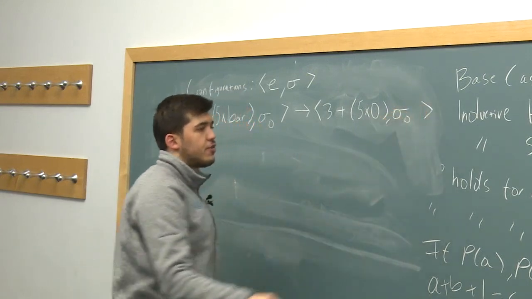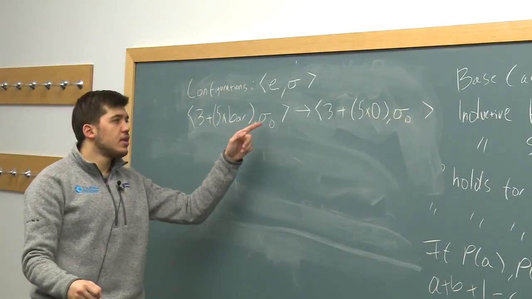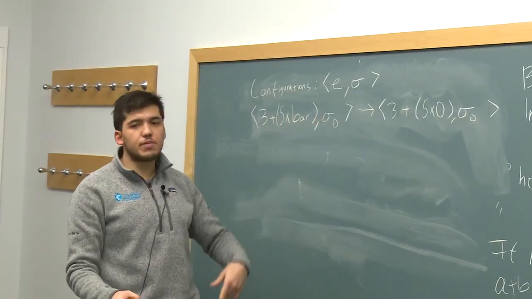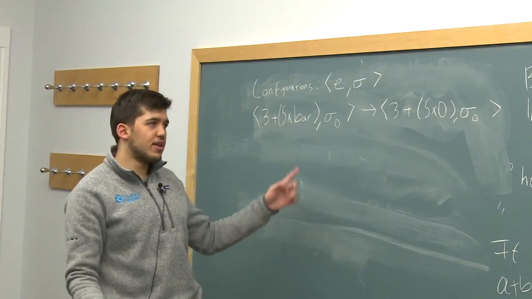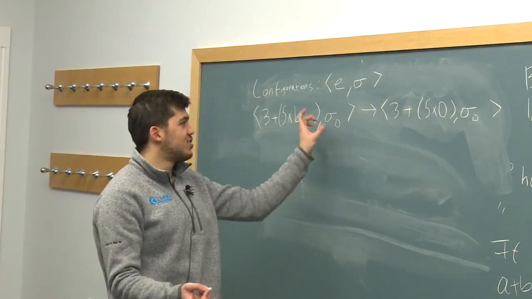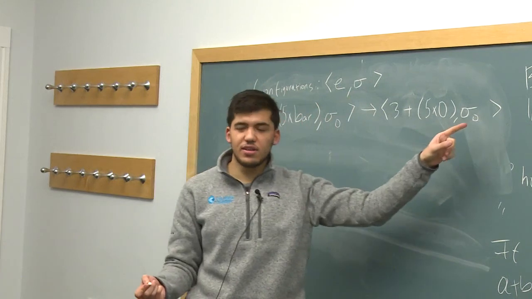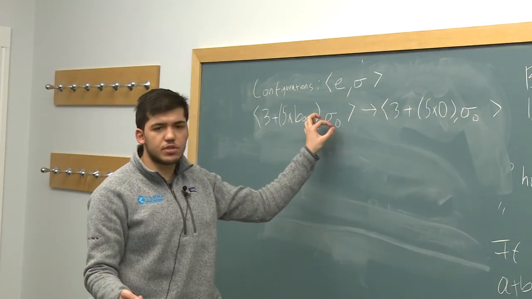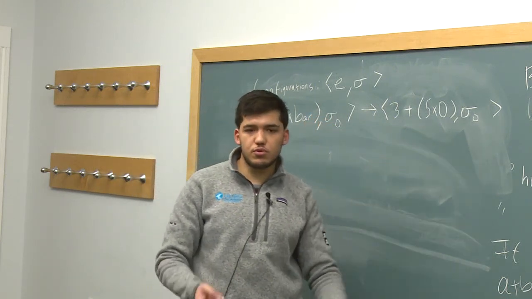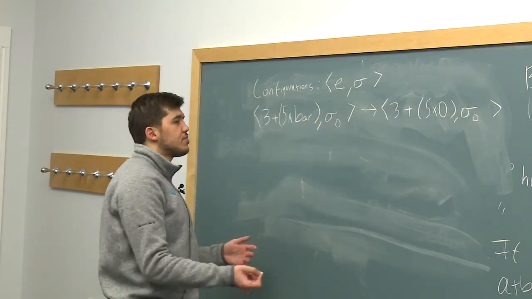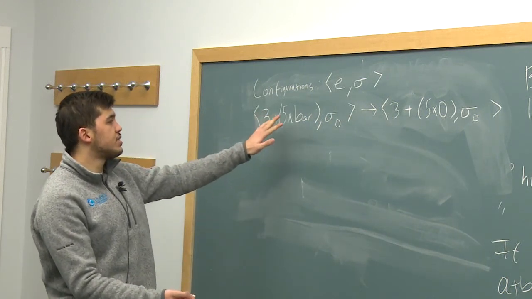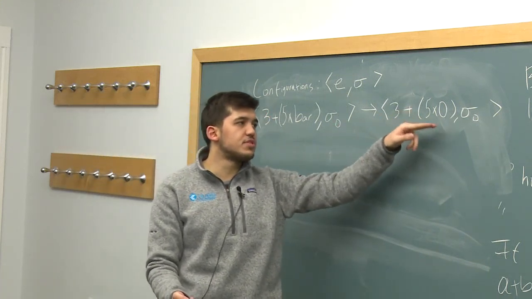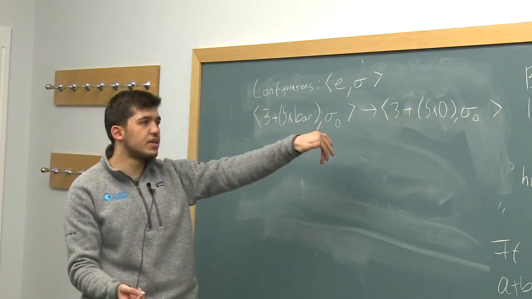Before we progress any further, I just want to explain the sigma 0 right here. We can call our store sigma 152 if we want. But if we want to indicate that our store doesn't change from one step to another, we use the same subscript to represent our store. Here, when we are progressing from the expression 3 plus parentheses 5 times bar to 3 plus 5 times 0, we are not changing our store. Thus, they are the same.